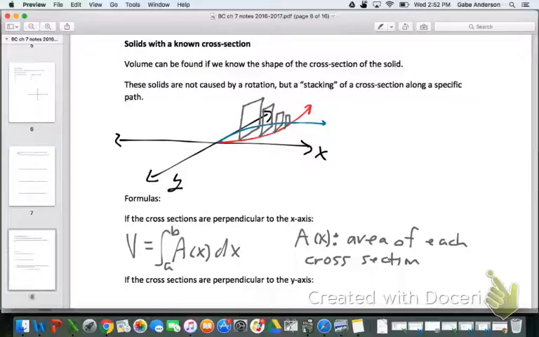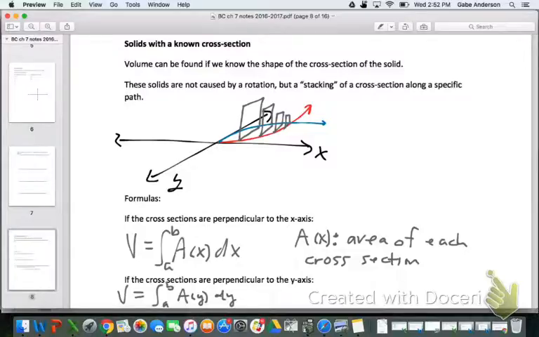And then, of course, if the cross sections are perpendicular to the y-axis, it's not going to be a dx thickness, it's going to be dy thickness. So the formula will be exactly the same. Volume equals integral from a to b, but instead of A of x, it'll be A of y times dy. And A of y, again, stands for the area of the cross section.